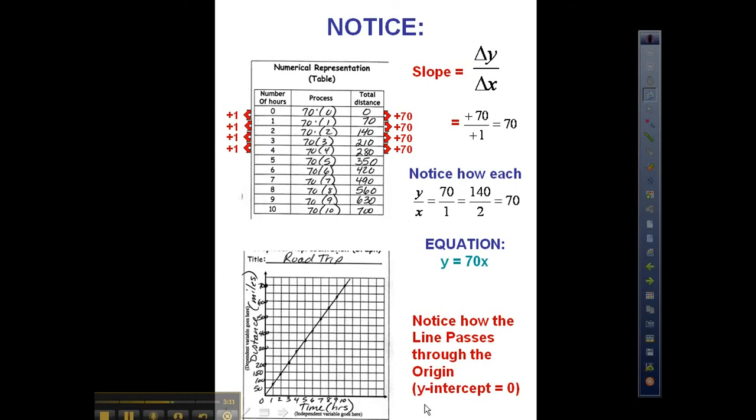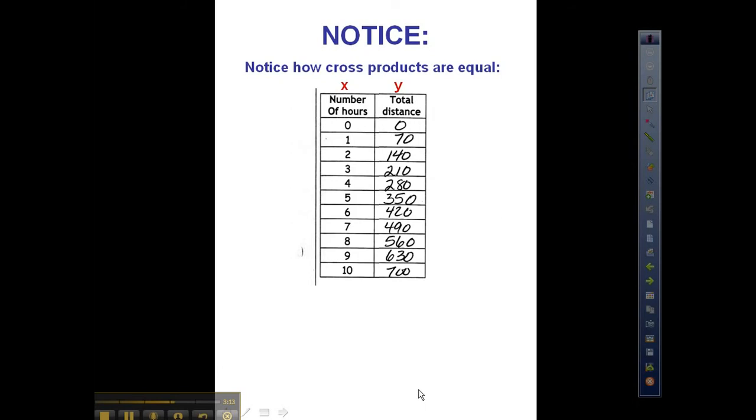There's something else I want you guys to notice here. I've enlarged the table. And what happens when you take 1 times 140? What happens when you take 70 times 2? Ooh, that's freaky. What happens when you take 2 times 210? 420. What happens when you take 140 times 3? Ooh, that's weird.